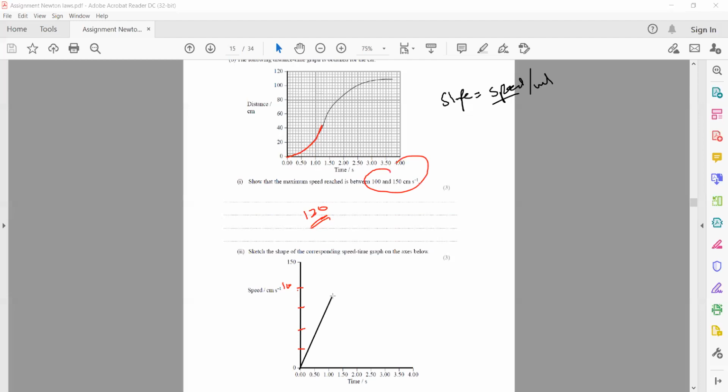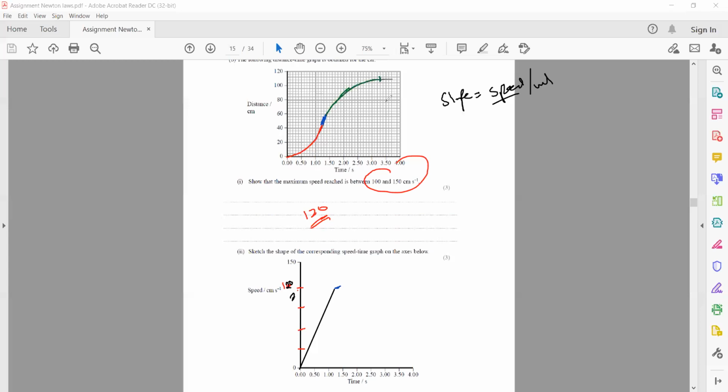So from 0 to 1.3, the speed reaches 120, the maximum, and it continues to increase because for a distance time graph, slope represents speed. If slope is increasing, it means the speed is increasing, and the maximum value, for example, is 120. Then for a very short time interval, from 1.3 to 1.4, it is constant because it is a straight line. And then it starts to decrease as the slope is decreasing.